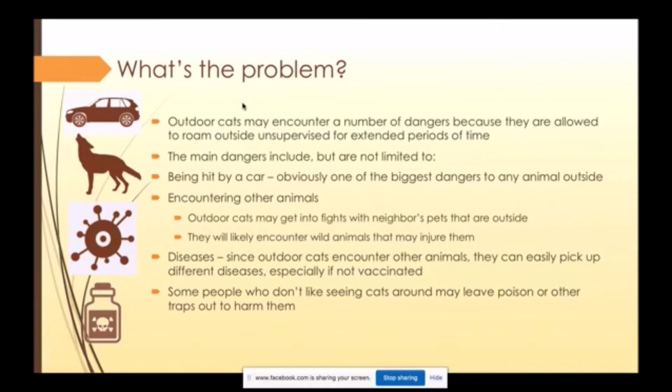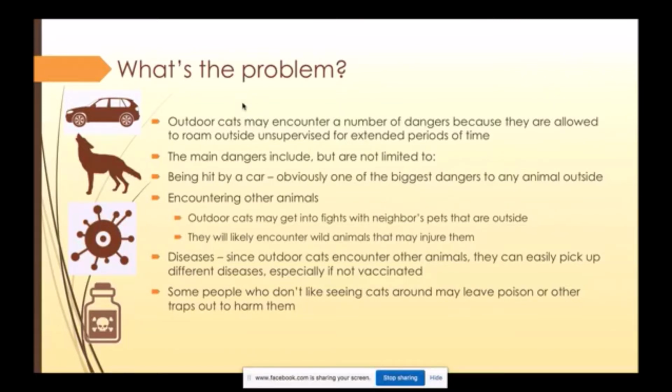But in addition to big, scary cars, there's also other animals. So outdoor cats sometimes get into fights with their neighbors' pets. If someone else has an outdoor cat and those two cats don't get along, they could hurt each other. Or if someone is letting their dog outside, even in a fenced yard, cats are really good at squeezing through small spaces. They can climb, so they can find their way into different people's yards, even if they're not supposed to be there, and cause fights with people's pets. So it's really not responsible to let cats outdoors because they're going to find a way onto other people's property, and that in turn could cause some other issues.